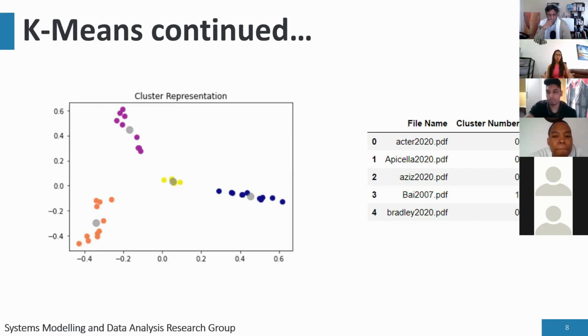Now, there is a problem with K-means, and that is it only looks at the most pertinent topic in a document. So say, for example, now you have Sasol, who might talk about mining and chemicals.